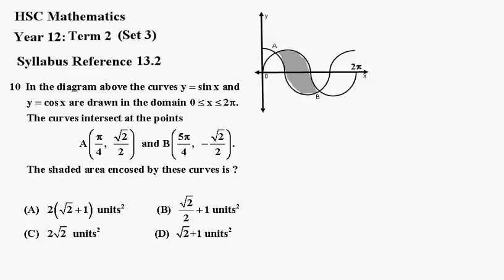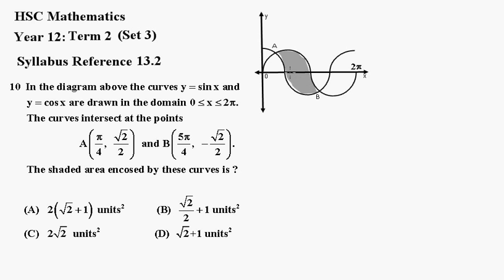Number 10. In the diagram above, the curves y equals sine x and y equals cos x are drawn in the domain between 0 and 2 pi. Now there's your sine curve, there's the cos curve. The curves intersect at the points A and B. The shaded area enclosed by these curves is A, B, C or D.